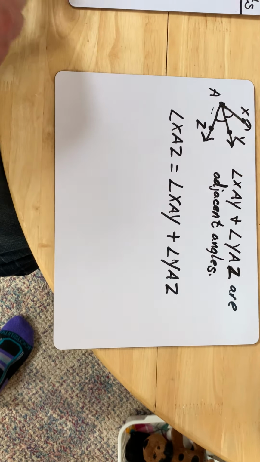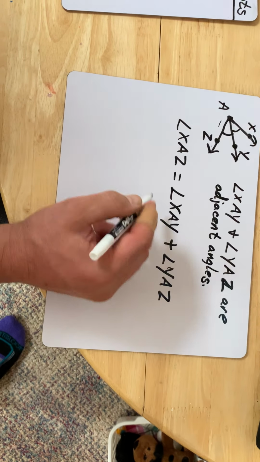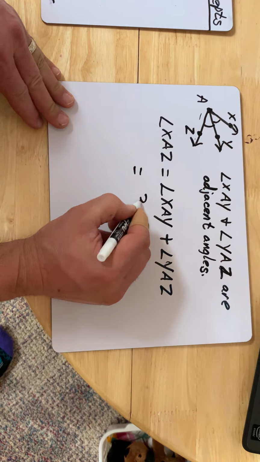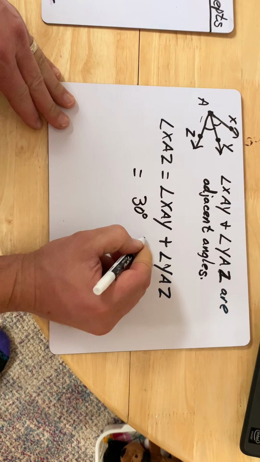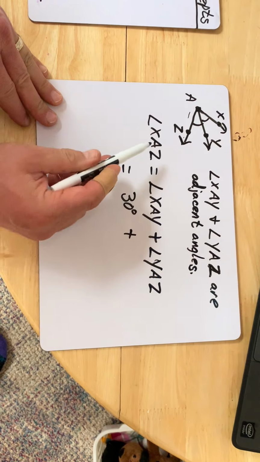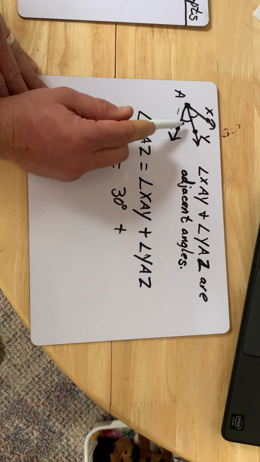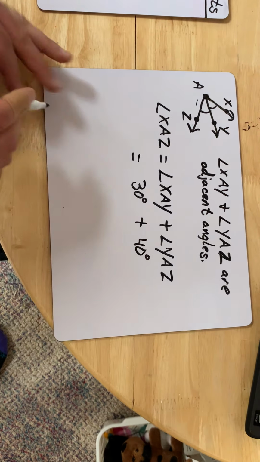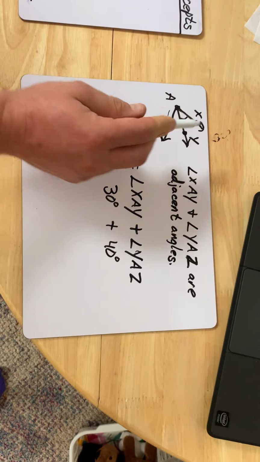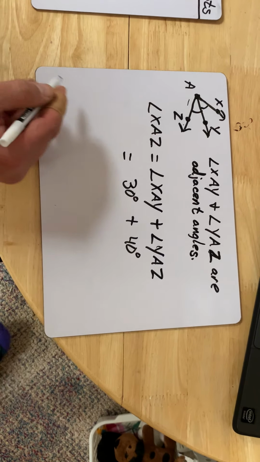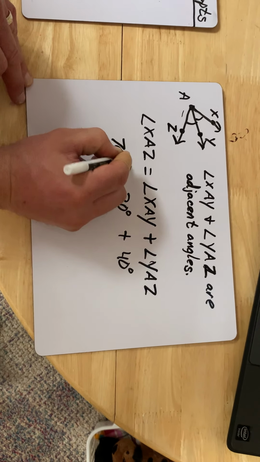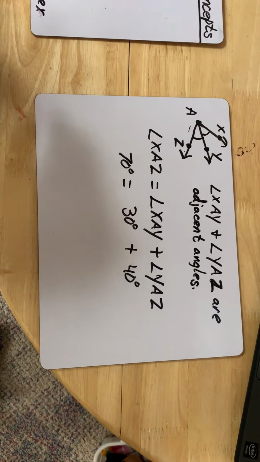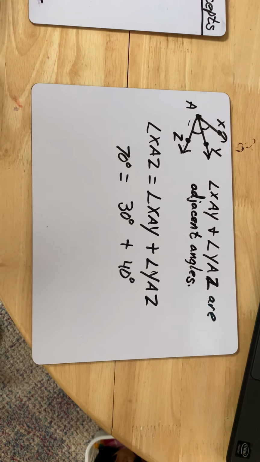So let's say that I knew XAY was 30 degrees. I'm just substituting numbers in here for the angles. And let's say I knew YAZ, this one here, was 40 degrees. Then that makes angle XAZ, the whole thing, obviously we know what 30 plus 40 is, it'd be 70 degrees. Common sense there. So we just need to be able to do that. It's pretty basic, but you need to be able to understand that and use that stuff over and over again.